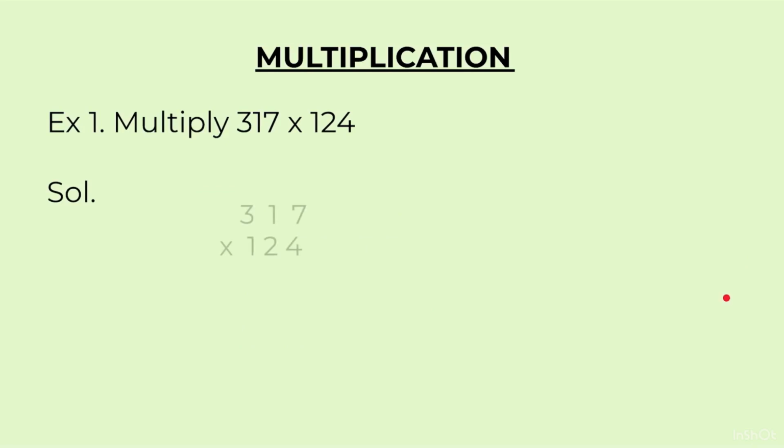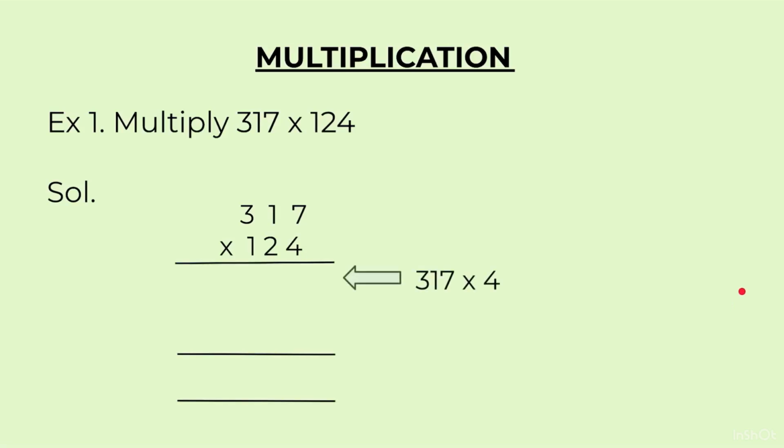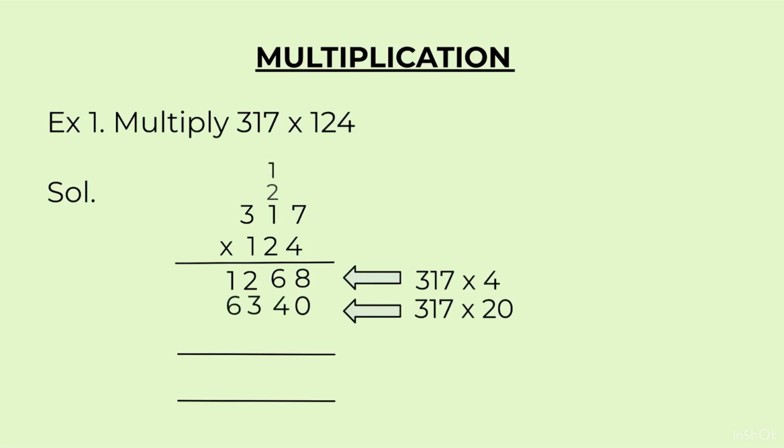317 into 124. So in the first step, we have to multiply 4 with 317. When we multiply 4 with 317, we get 1268. Then in the next line, we have to write the product of 317 and 20. Since 20 has a 0, we will first write that 0 and then we will write the answer of 317 into 2, which is 634.